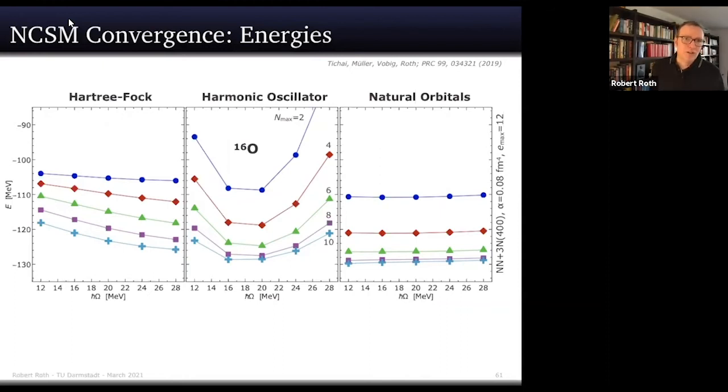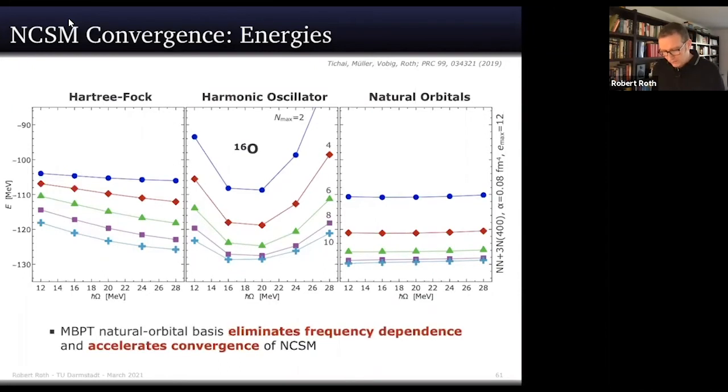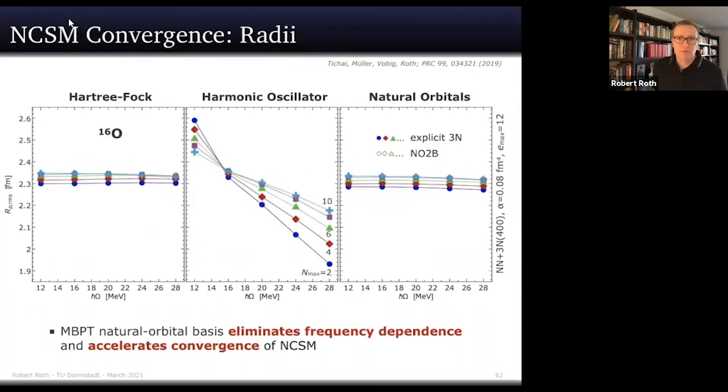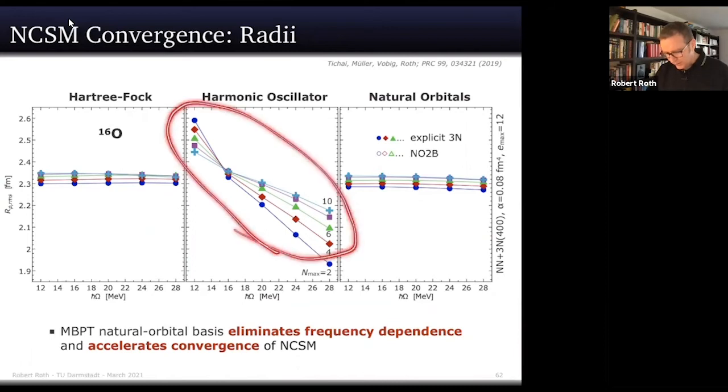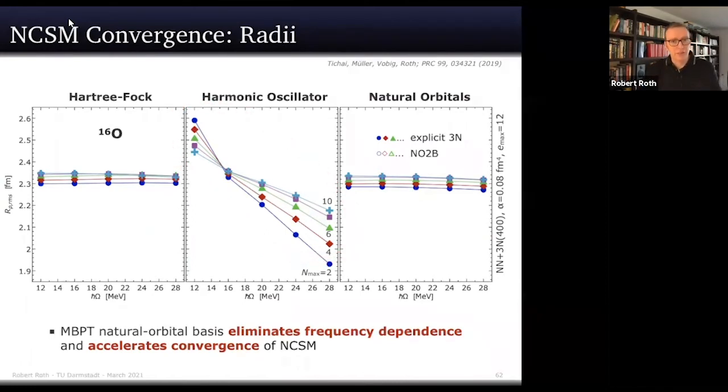This gets even more relevant if you go to other observables. So far we only discussed energies, but the target is really many, many other observables which we want to compute. For example, radii. So the RMS radius of a nucleus. And this is the same kind of plot now for the point proton RMS radius of a nucleus. That's kind of related to the charge radius that you measure in an experiment. So we want to be able to compute that. And now it looks really weird in the harmonic oscillator basis, but this is again a very typical picture.